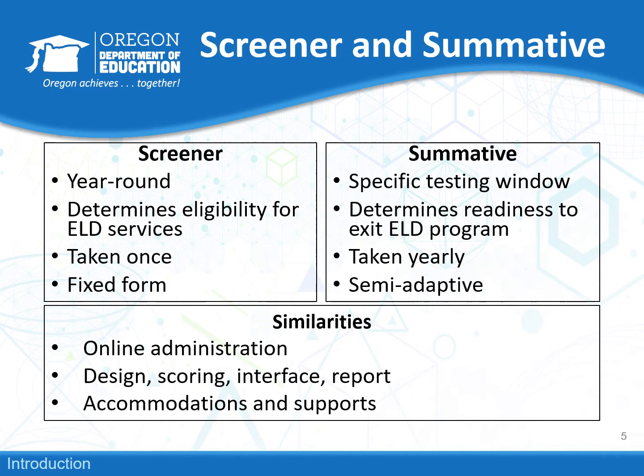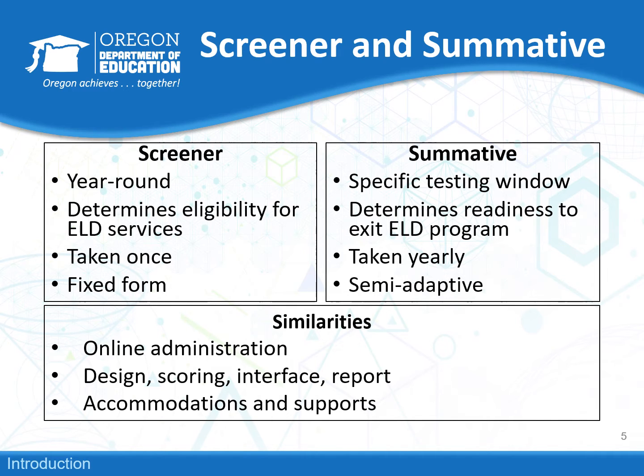The ELPA screener and ELPA summative differ in purpose and availability. Notably, the screener is intended to be a one-time event, which determines student entry into English language development services, while the summative is an annual expectation taken by all students who have not yet exited EL status.